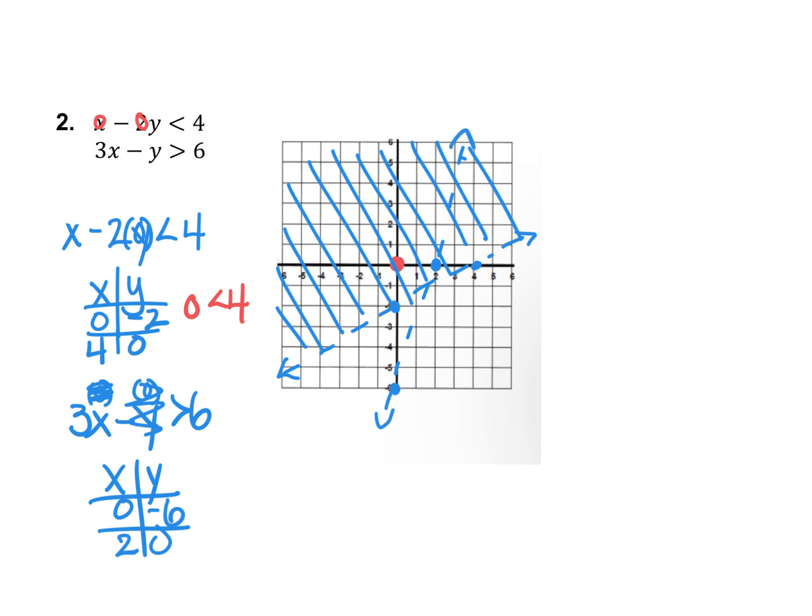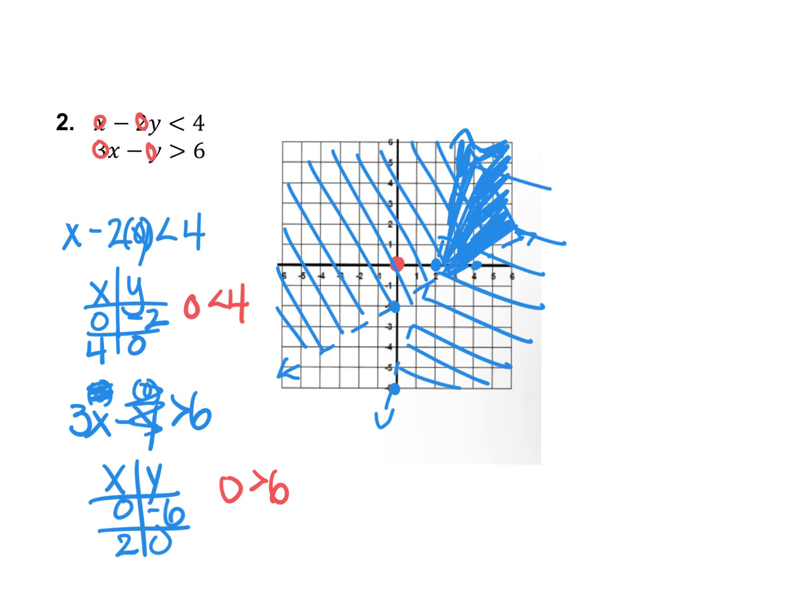Now we need to plug in the points to find out which direction we're going to shade. So is 0 greater than 6? Well, since 0 is not greater than 6, we're going to shade in the other direction. And then notice that we have this doubly shaded area right in here. All those points in there are a solution to this system.